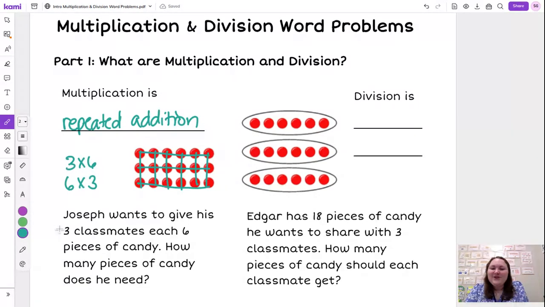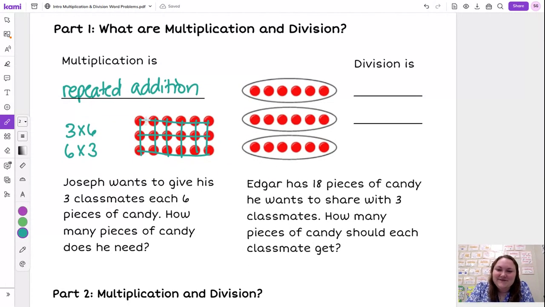For example, Joseph wants to give his 3 classmates each 6 pieces of candy. How many pieces of candy does he need? Well, he needs 6 pieces for the first student, 6 pieces for the second, 6 pieces for the third. Instead of doing all of that, we could just say 3 times 6, and that he needs a total of 18 pieces of candy.